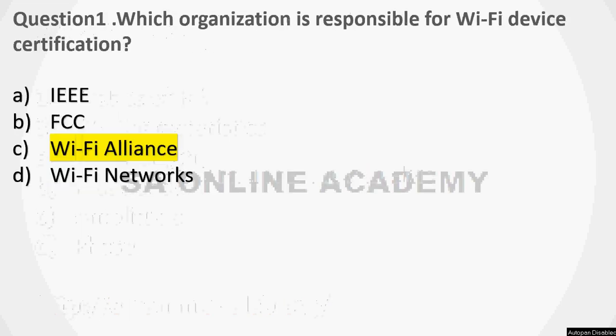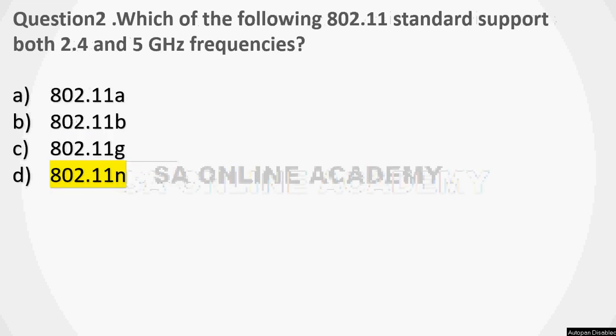Okay, so which organization is responsible for Wi-Fi device certification? The correct answer is Wi-Fi Alliance. And the second question: which of the following 802.11 standards support both 2.4 and 5 gigahertz frequency? The only standard which supports dual band radio is 802.11n. So I hope you are clear with these answers, and now we will start with today's session.